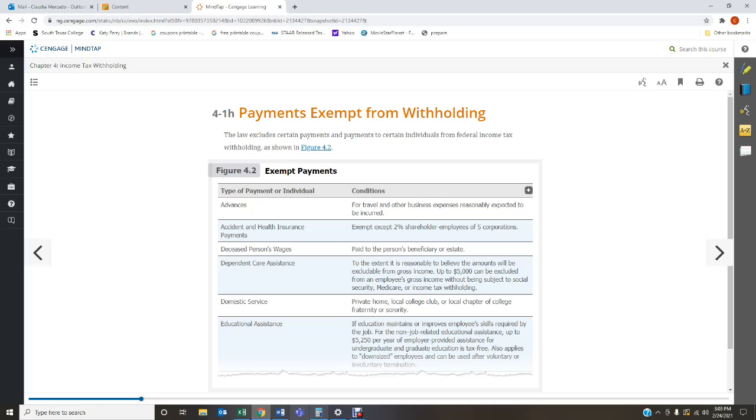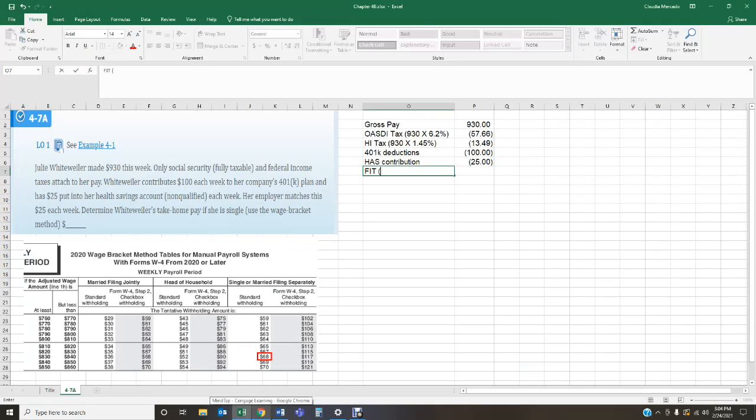So that means that for my federal income tax calculation, okay, I'm not going to calculate my federal income tax on the $930 that this employee earned. I'm going to calculate it on the $830. That is the $930 that they make minus the $100 contribution for the 401k. That means that when I go to my tax tables to calculate my federal income tax, I'm not going to look for $930. I'm going to look for $830. That is what is taxable for federal income tax purposes because your contribution to your retirement account is not taxable, okay?